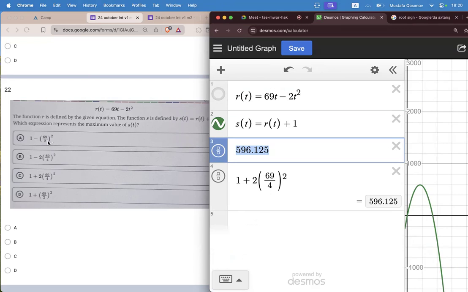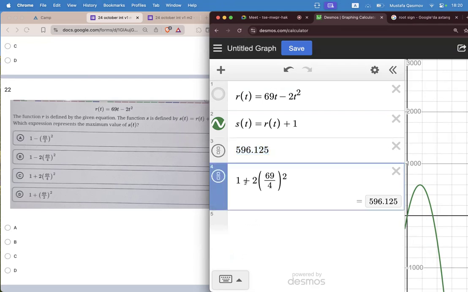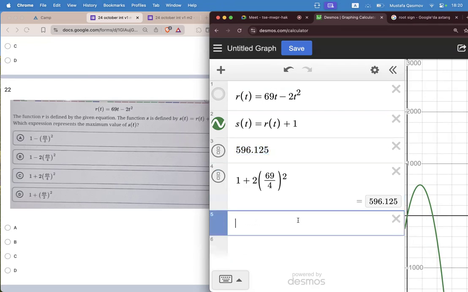After that, we have to check the answers. A and B are negative, so they are not correct. Check C and D. Answer is C. Or if you want, you can also use this formula. Y vertex is equal to negative discriminant over 4A.